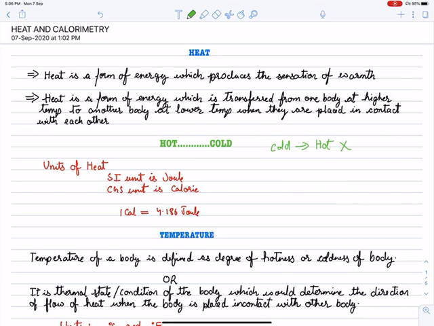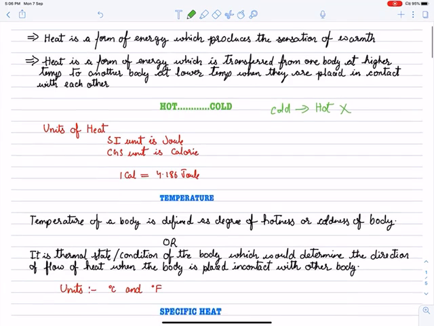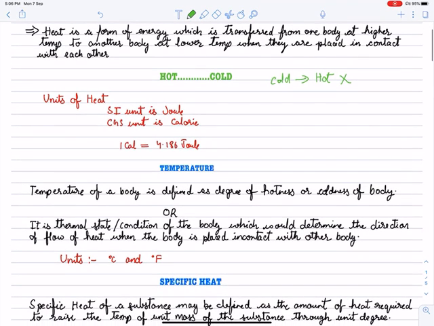Now we will discuss temperature. What is temperature? Temperature of a body is defined as the degree of hotness or coolness of a body. How will you measure hotness? How will you measure coolness? Only two things are there, so how will you measure them? It is temperature. It is the strength of hotness or coolness.